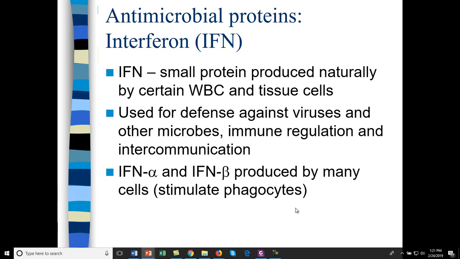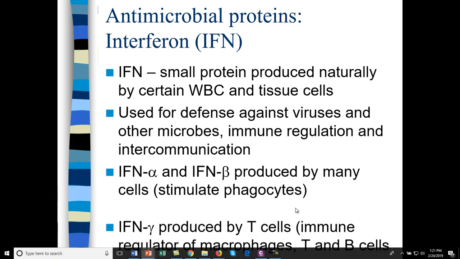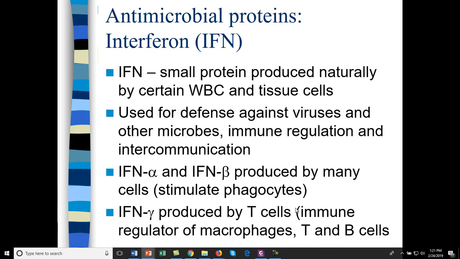And interferon alpha and beta are produced by many cells, and this will stimulate phagocytosis. And interferon gamma is produced by T cells. Okay, so that's part of the third line of defense. And this is involved in the regulation of macrophages and also T and B cell maturation.